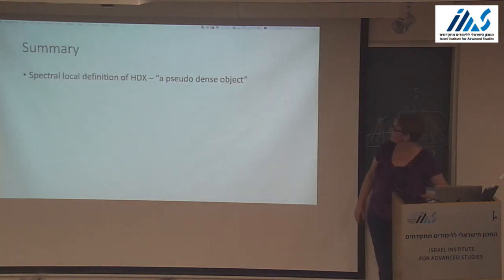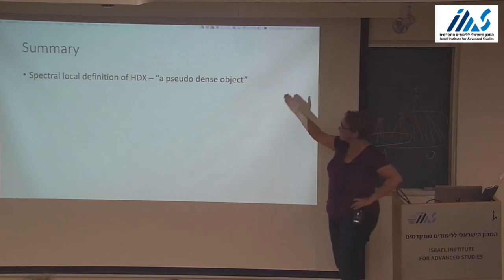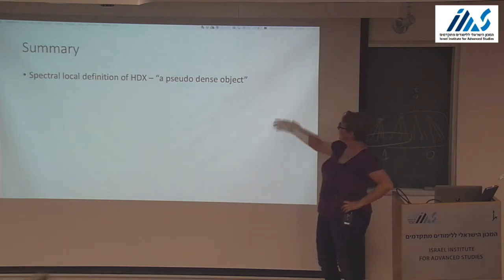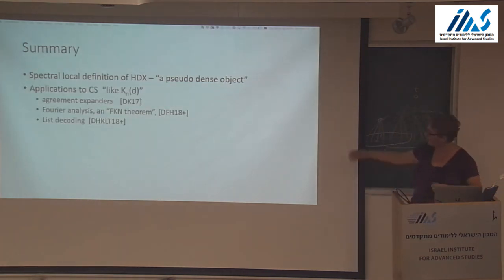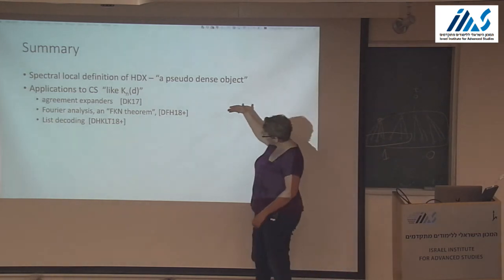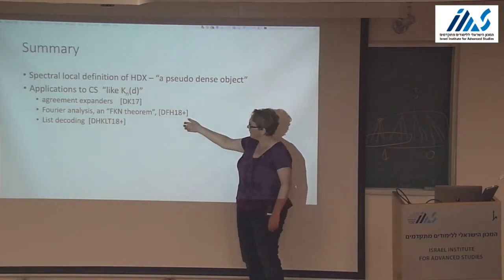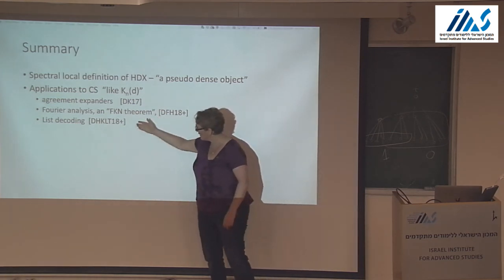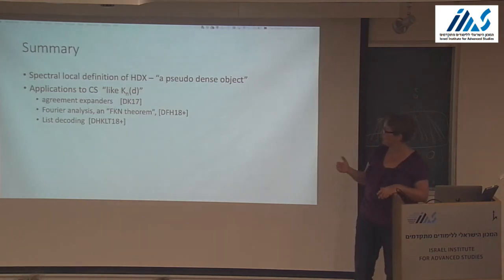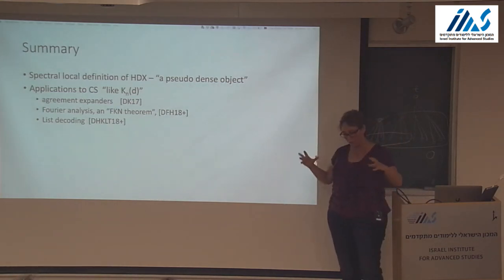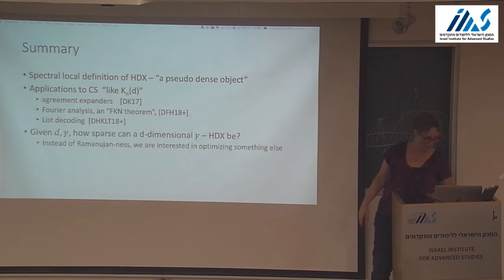Okay, so let me summarize. We saw this spectral local definition of high-dimensional expanders, and I tried to say that it's a pseudo-dense object. It's sparse, but it looks like it's dense. And we already had some examples where you could use this thing instead of the complete complex. And I showed you another such example. And probably there are other instances where you have some construction that is a tensorization or a power of your original instance, and you lose something because you did this power and your instance grew a lot, and maybe you could do a de-randomized power with this expander, so maybe.